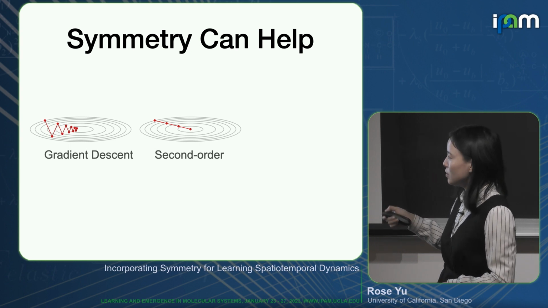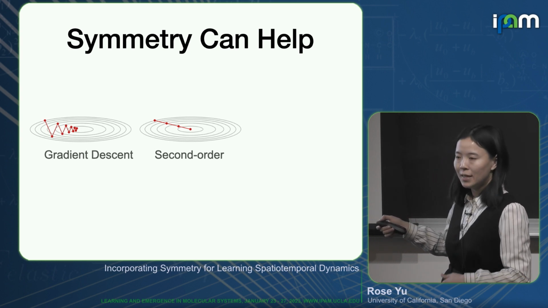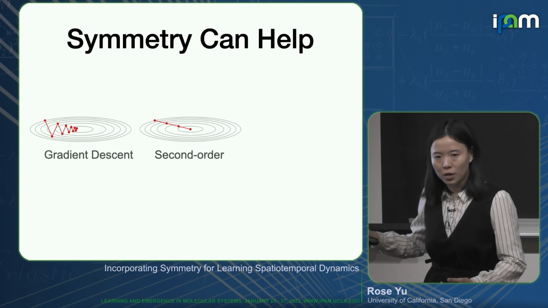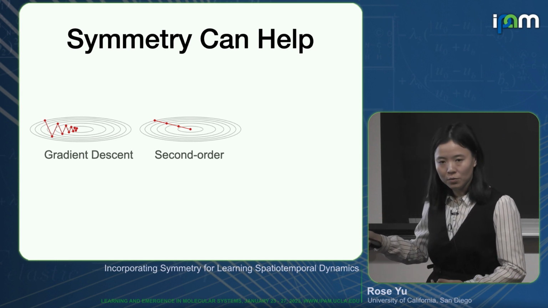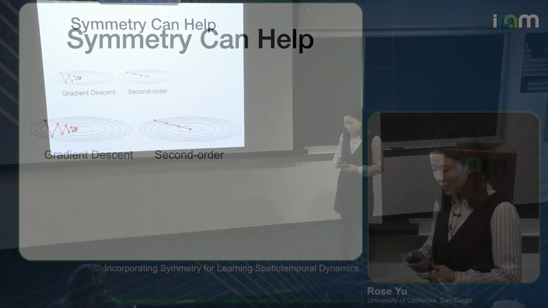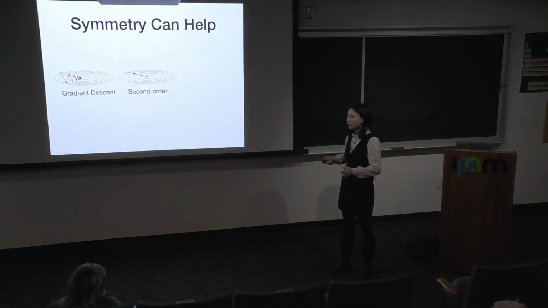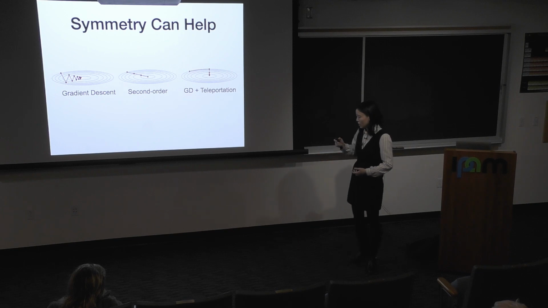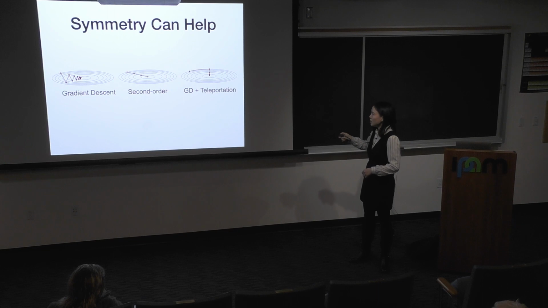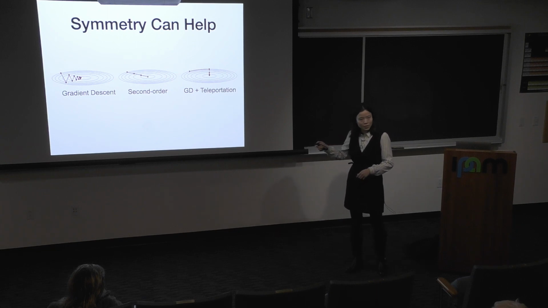But then the challenge of second order methods is that it's very expensive to compute. It's hard to compute the Hessian of very large deep networks. So we were asking the question: can we find a cheap method that can mimic the behavior of a second order method, but operate like a first order method? So that's basically this algorithm, which we call teleportation. This algorithm utilizes the symmetry in the landscape of optimization.